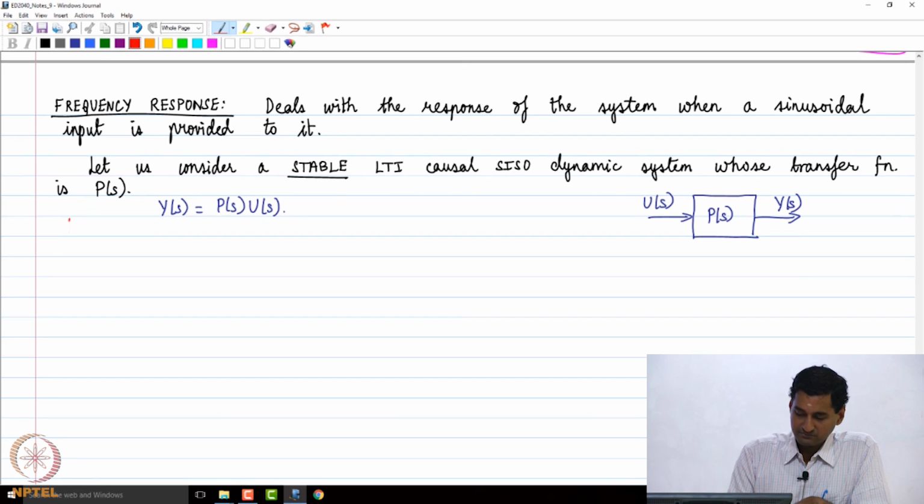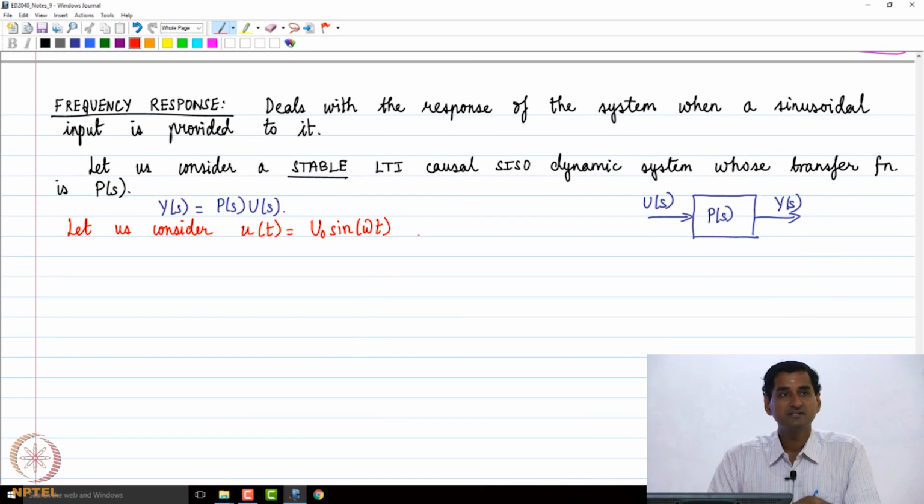So, let us consider u of t to be some u naught sin omega t. Okay. So, we are considering a sinusoidal input, where u of t is some u naught sin omega t. So, the input has a frequency omega and a magnitude of u naught, right.